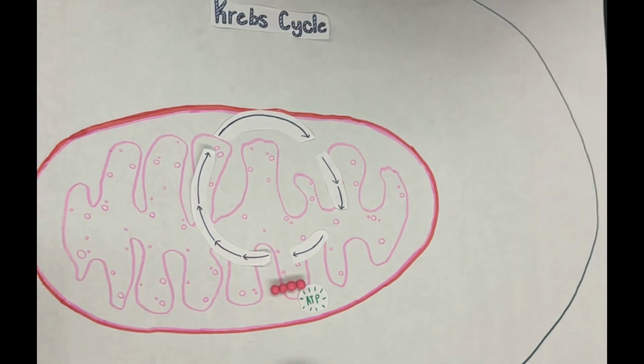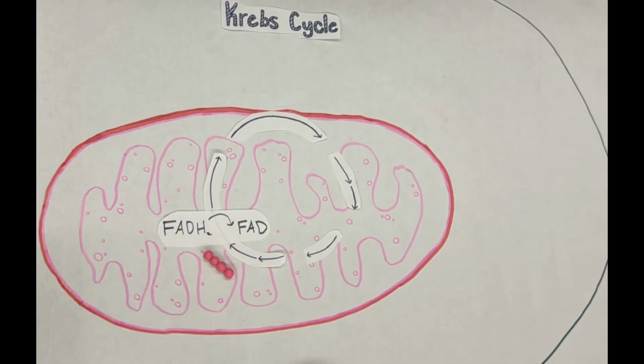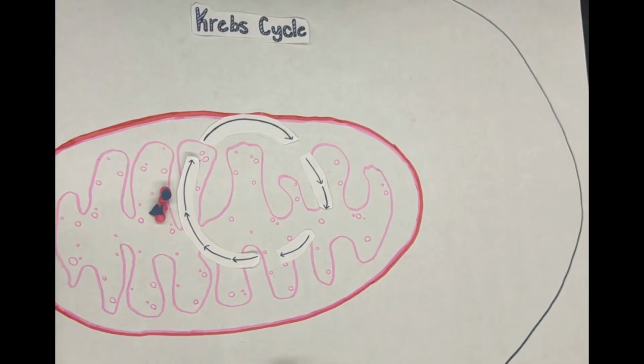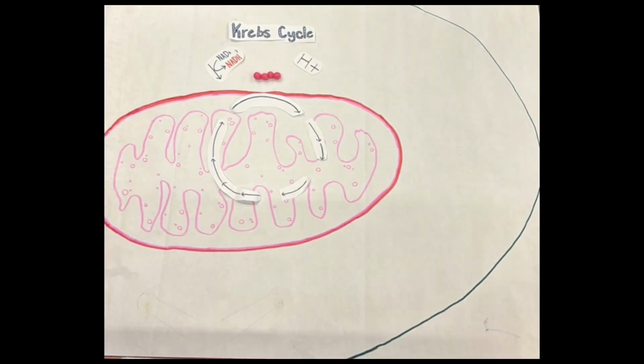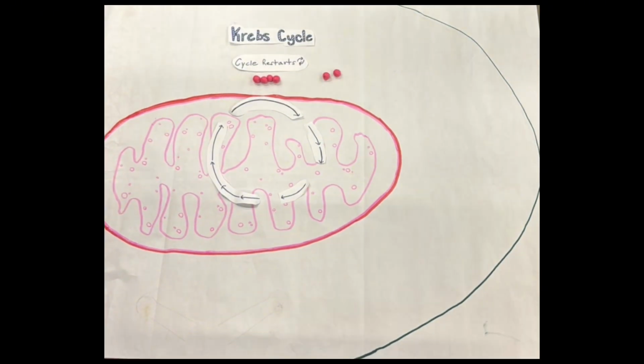Then an ATP molecule is produced by phosphorylation. The succinate that is produced oxidizes and 2 hydrogens are transferred to FAD, which produces FADH2. A water molecule is added, which rearranges the bonds in the fumarate and makes it malate. In the last step, oxaloacetate is regenerated by the oxidization and NAD+ is reduced to NADH. And then the cycle restarts.